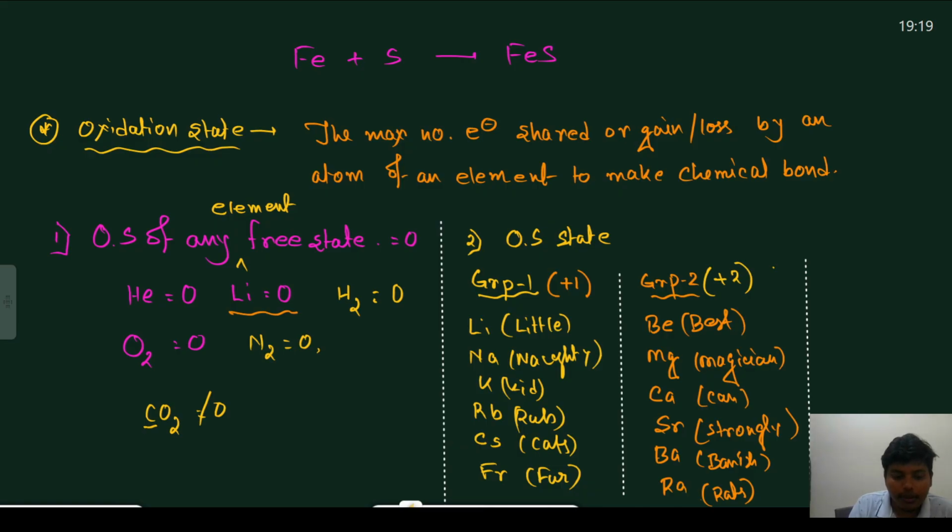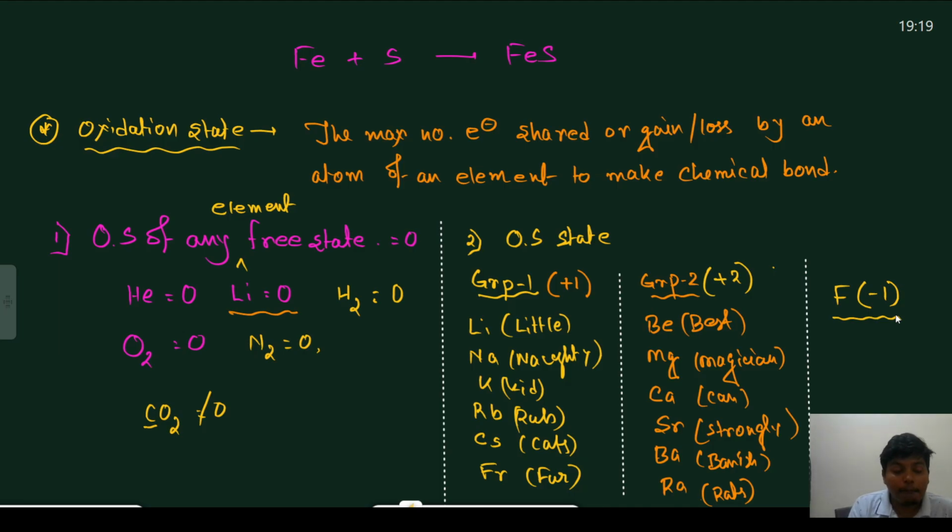And one more thing, remember fluorine. Fluorine's oxidation state is always -1. Only fluorine. Chlorine, bromine, iodine, no; we have to calculate those. Fluorine always has oxidation state -1. Clear? This is rule number 2. Understood?